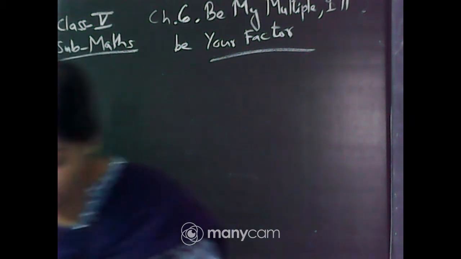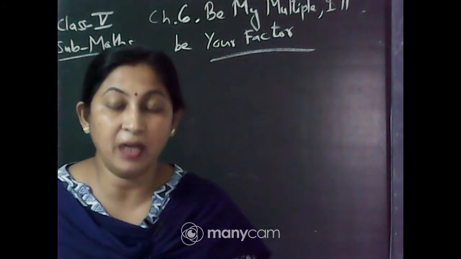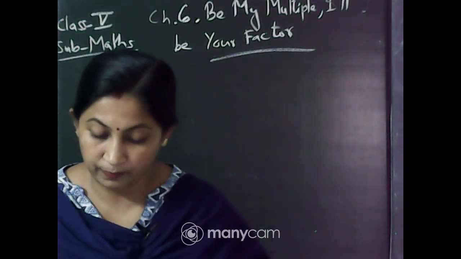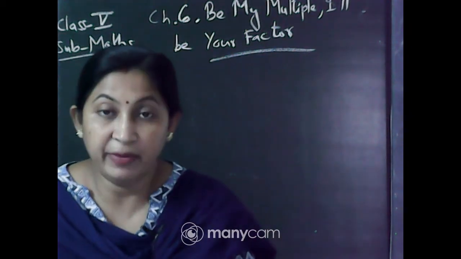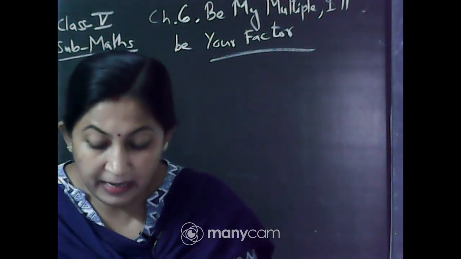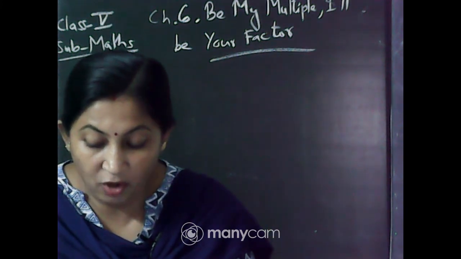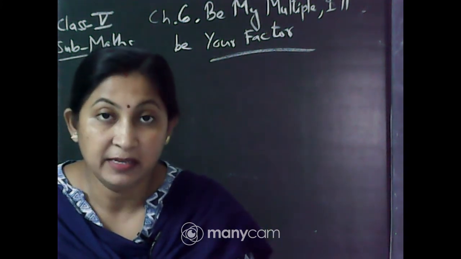Today we will start from page number 92. So everyone come to page number 92. See, I am reading the question. Repeat the game by putting the multiples of 4, 6 and 5 in the circles.